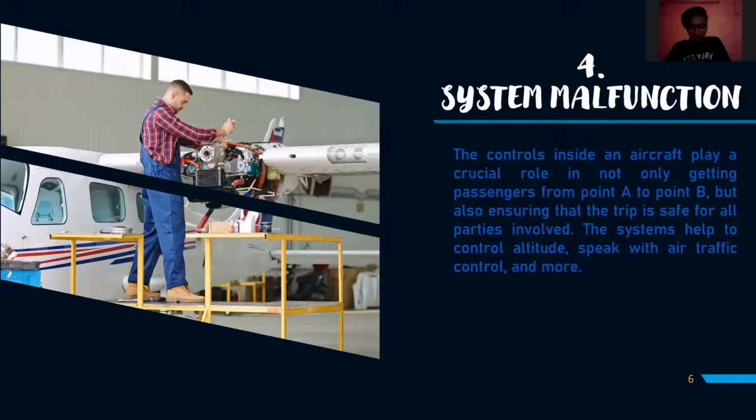Now I will discuss system malfunction. The console inside an aircraft plays a crucial role in not only getting passengers from point A to point B, but also in ensuring that the trip is safe for all parties involved. The systems it helps to control include speed, weight, traffic control, and more.